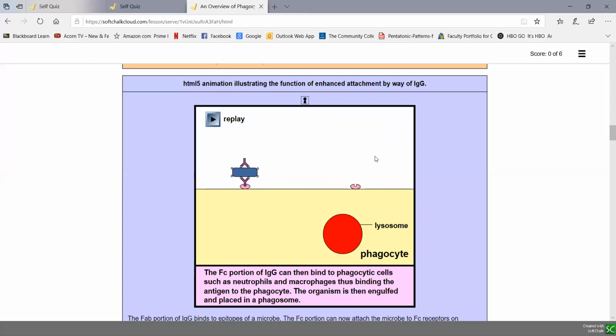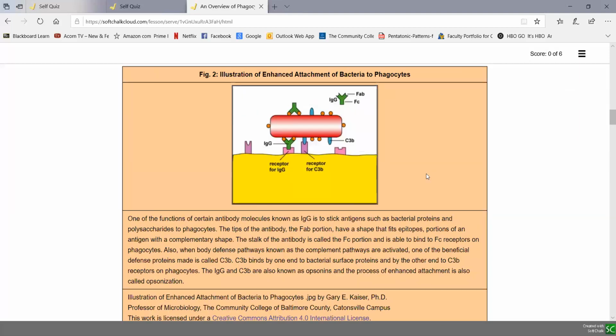And again, complement proteins like C3b and C4b, shown in Figure 2, can also do that, where the C3b binds to proteins and polysaccharides on the surface of the bacterium, and then the other end of the C3b binds to receptors for C3b on the surface of the phagocyte for enhanced attachment, or opsonization.